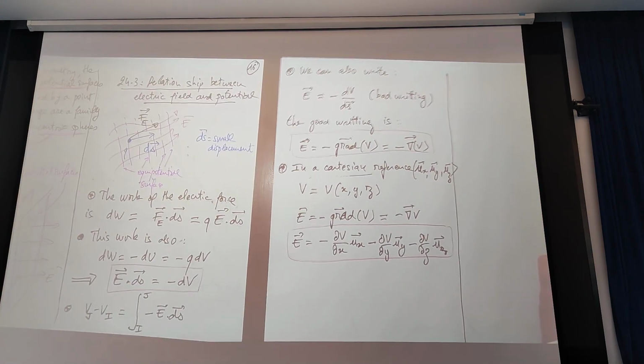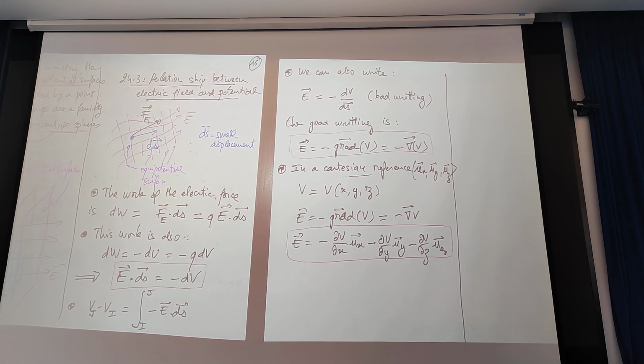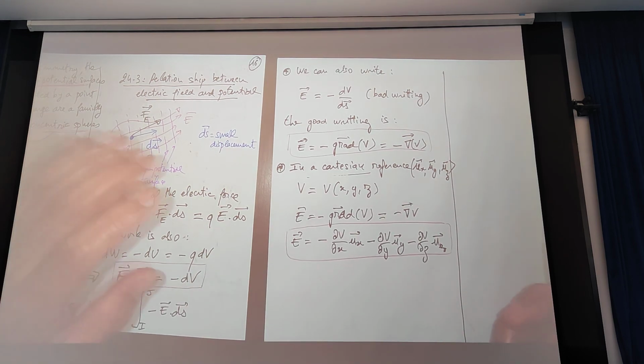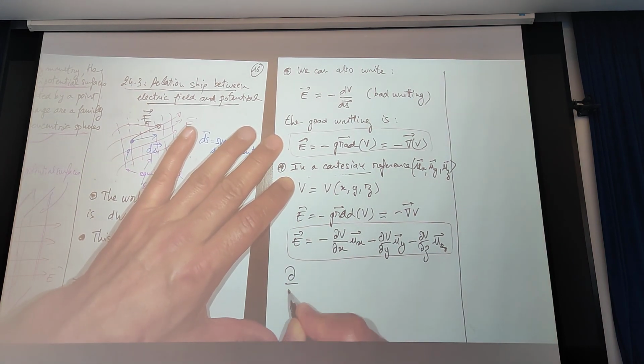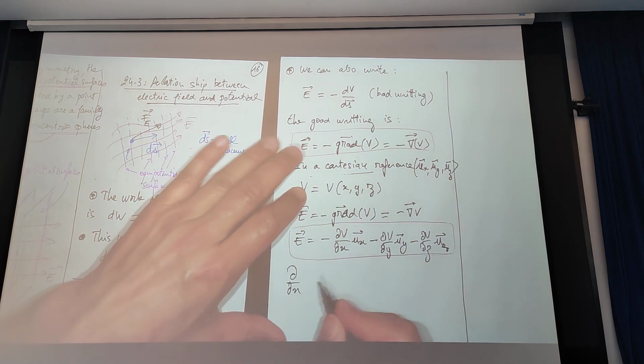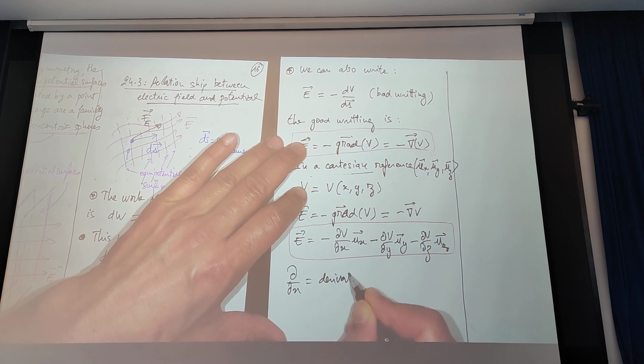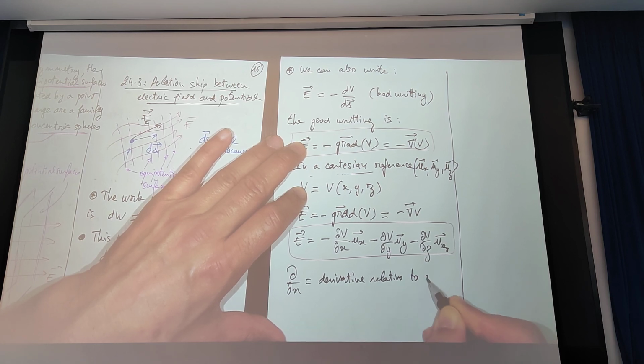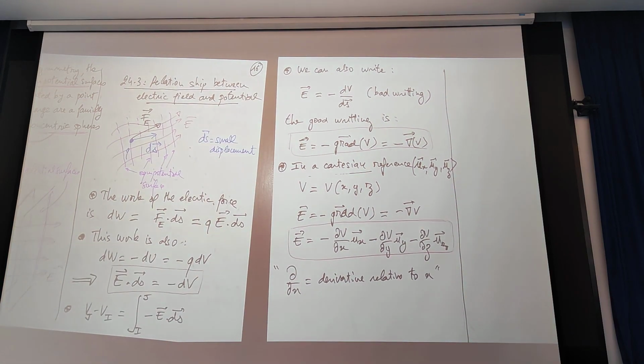So do you know what the gradient is? Who does not know? Oh, so you all know what it is. Yes, this is the sign for derivative, d over dx. Exactly. Derivative relative to x.